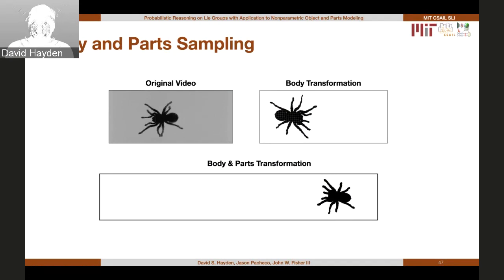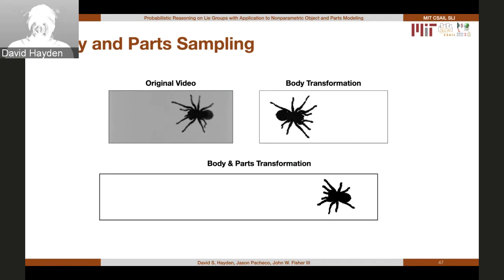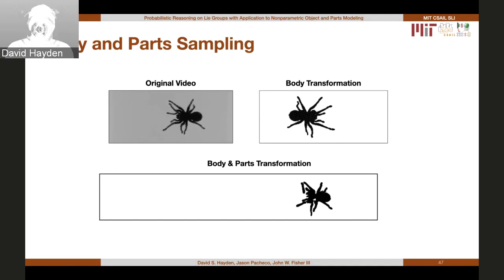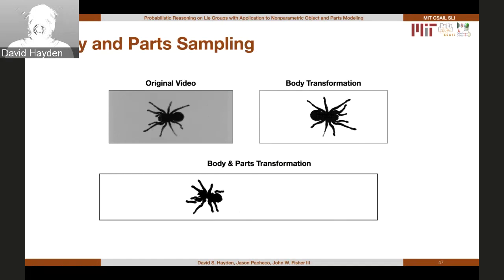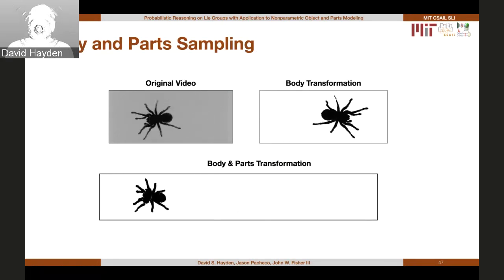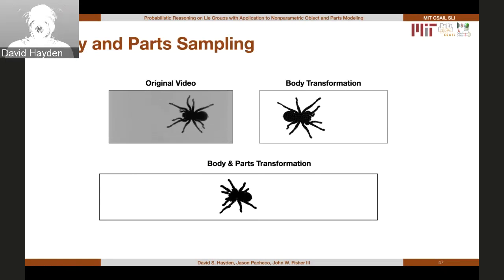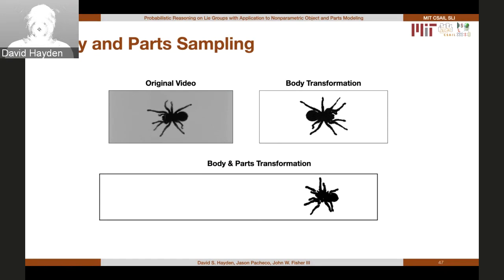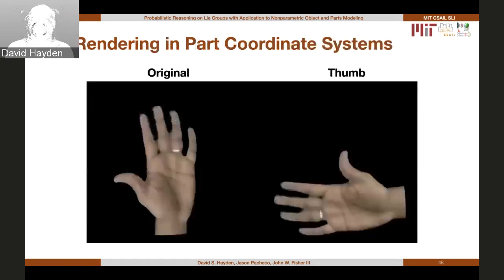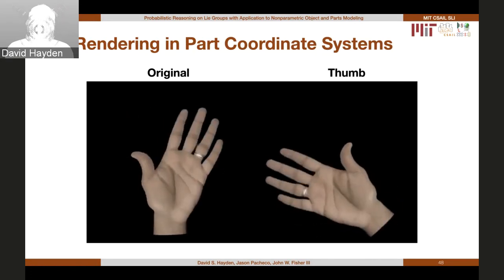So if this is the original video, then we can sample new body transformations easily. And then the harder thing is sampling new parts transformations. So this is what that looks like. You can see that it still looks roughly spider-like, but there's some like baton twirling kind of effects on the front legs there. So it's not perfect, and that's partly an issue with identity switches in the legs from the original inference. We can re-render videos or observation sequences in an arbitrary coordinate system of any of the parts.